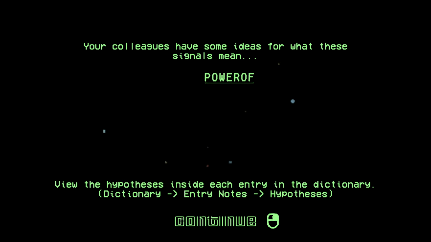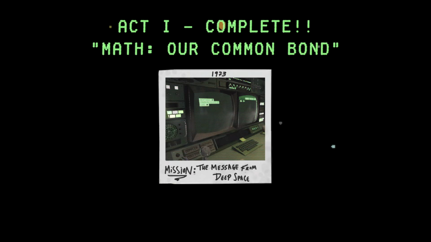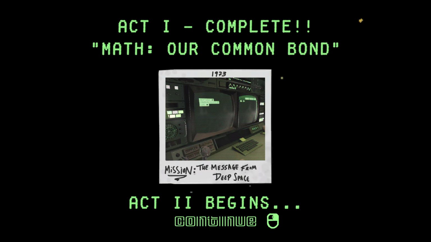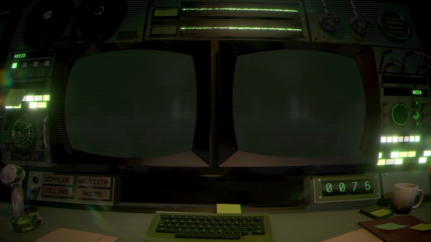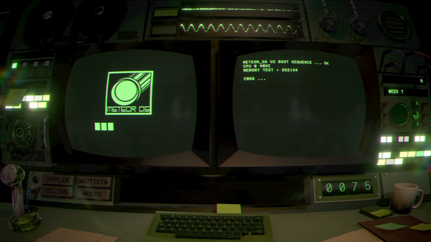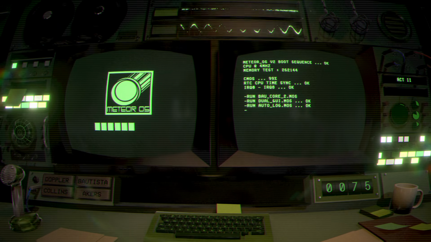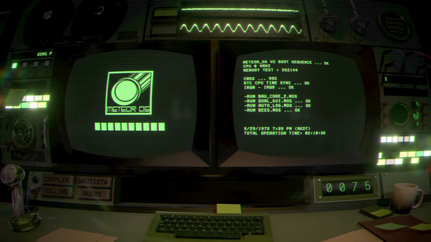And, yeah, we can check our notes. We can check our work on that power of and see if we're right there. And boom! Wow, Act 1 complete. Awesome. Act 2 begins. Math, our common bond. I guess Act 1 was math. Makes sense, because you start with stuff that you can make sure you both have, right? There's universal constants like we talked about, math, basic stuff like that. And then I wonder if we'll truly start getting words from the meteor at some point.